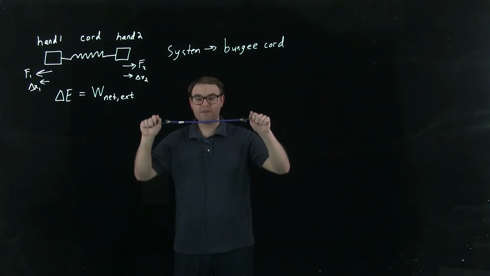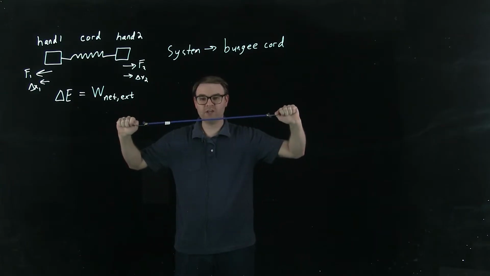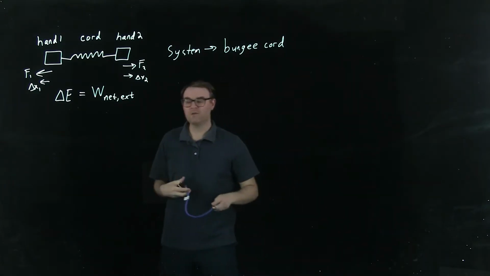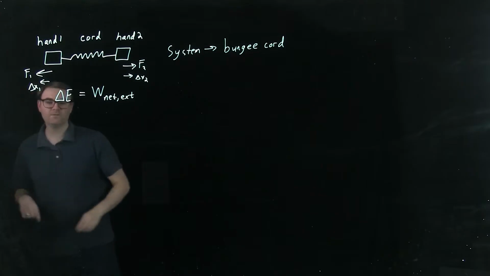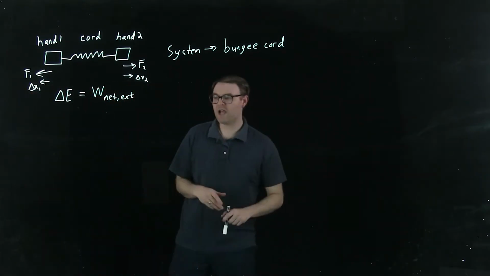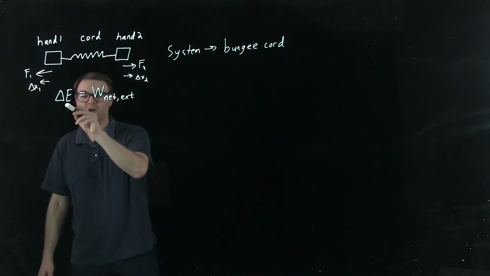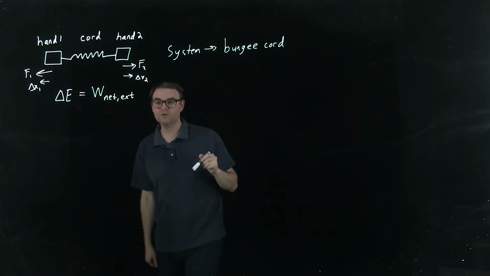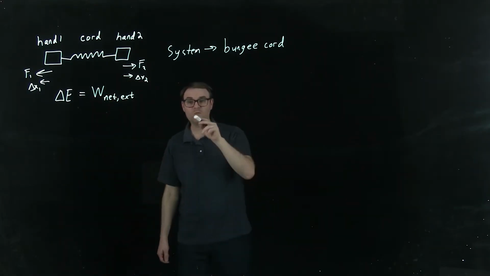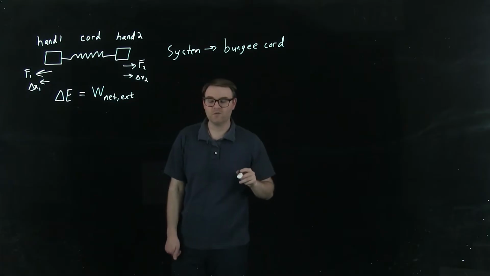Welcome everybody. Today we're thinking about taking this bungee cord from its equilibrium position and stretching it, and we're going to approach this problem from the perspective of energy. When I'm solving problems with energy, I almost always want to think about using the work-energy theorem, which says the total change in a system's energy is equal to the net work done by external forces.